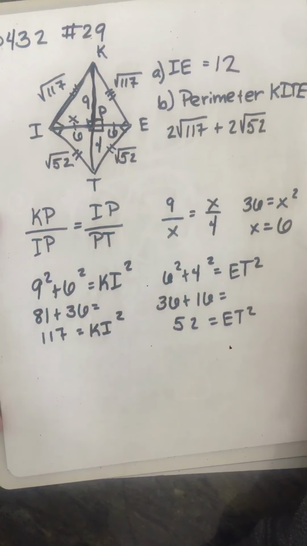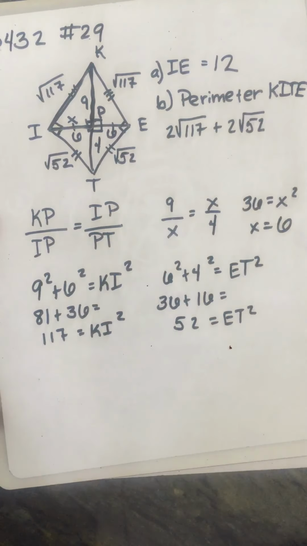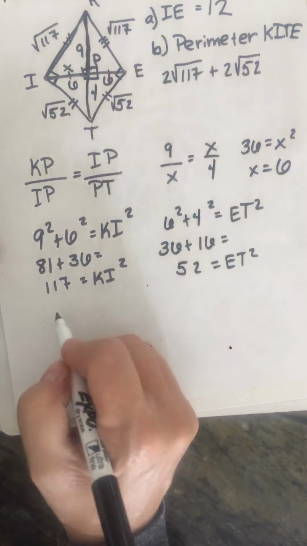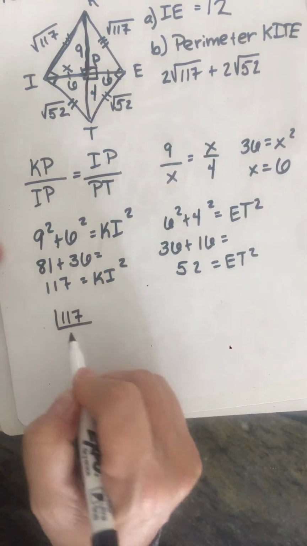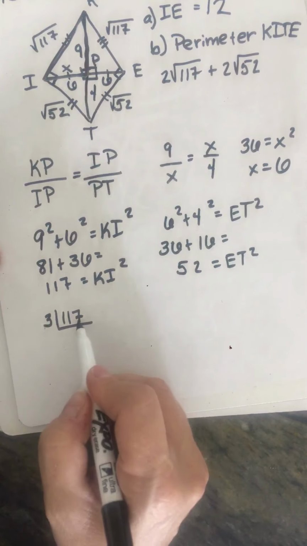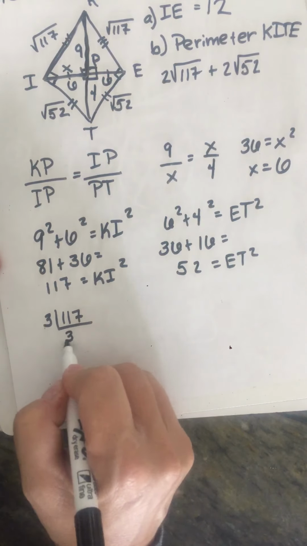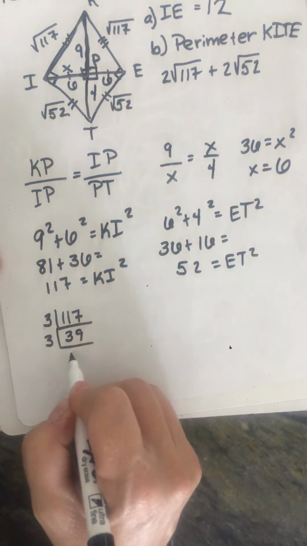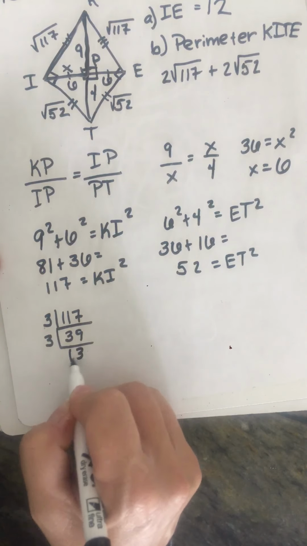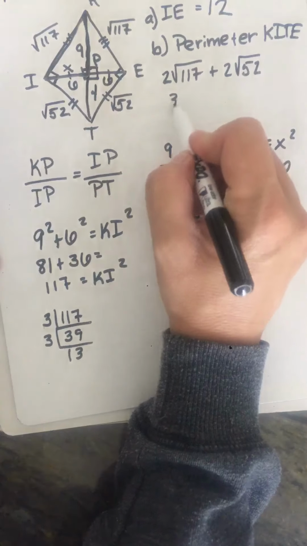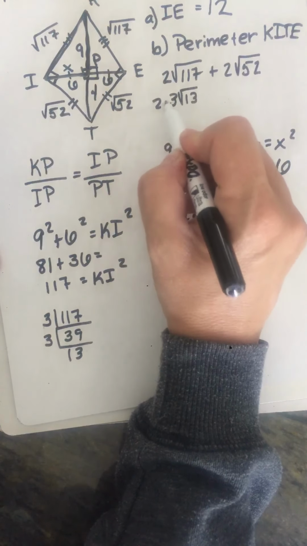All right, and I'm going to take you back to your Algebra 1 days a little bit. 117, so think of the prime factors of 117. It is not prime. I'm doing this as a review of Algebra 1. So 3 goes in, right? Because if we add the digits, 1 plus 1 plus 7 is 9, that'll be a 39. And 3 goes in again, so that'll be 13. So I've got 3 square root 13, times the 2.